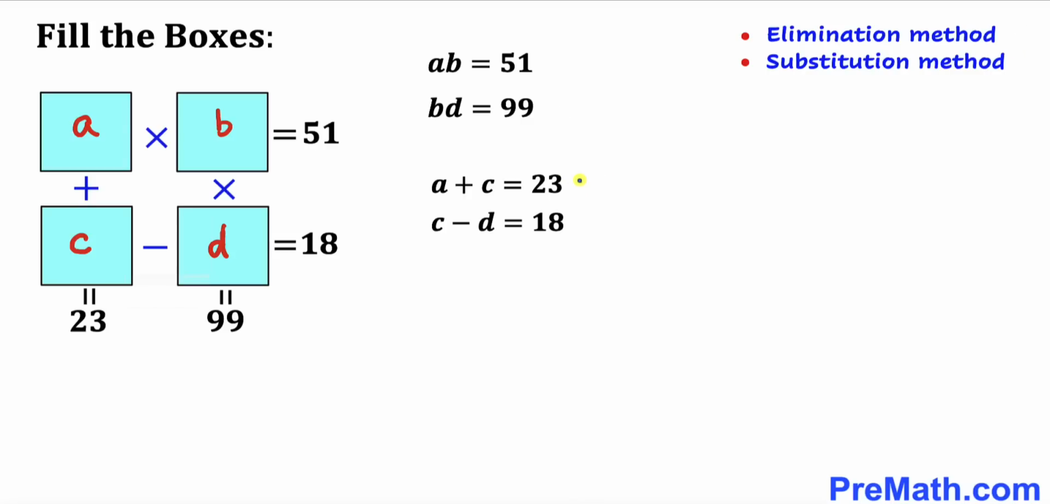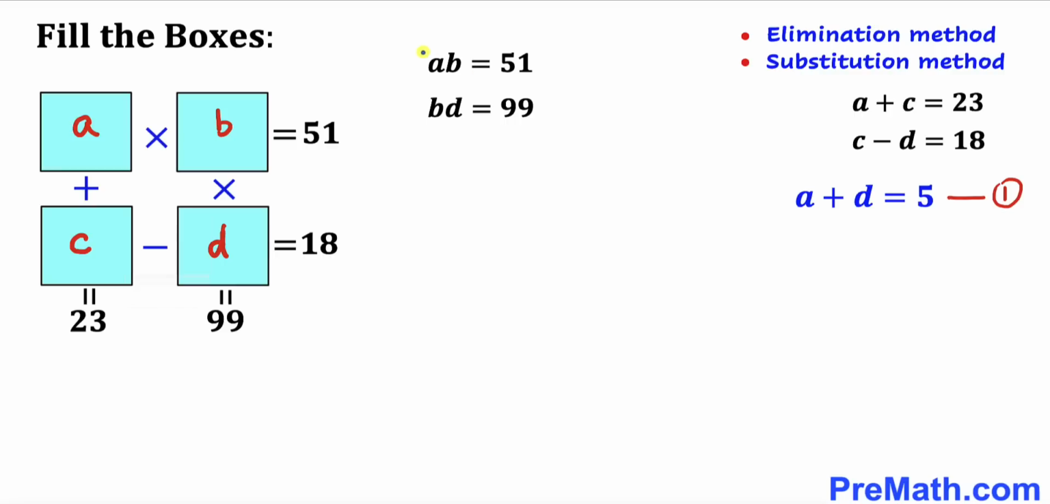Here's our next step. Let's focus on these two equations. We are going to subtract. So let's go ahead and subtract. I'm going to change the signs. This c becomes negative, this negative becomes positive, and likewise this becomes negative. We can see that this c and this negative c are gone. So we end up with a plus d equals 23 minus 18, which is 5. Therefore, we got the equation a plus d equals 5. Let me call this equation number 1.